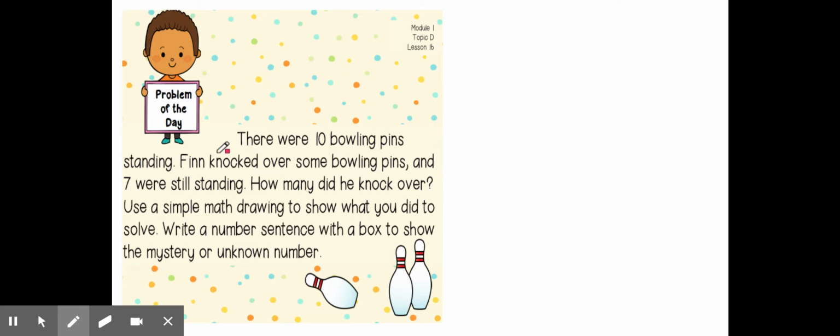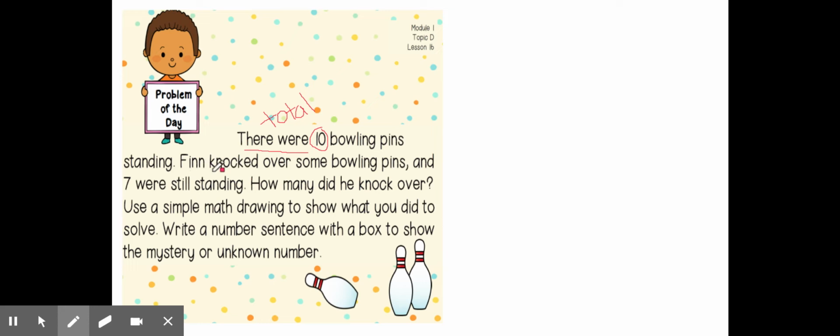There were 10 bowling pins standing. I'm going to circle 10 because I know that's an important number. And the story is telling me that there were 10. So that right there tells me that that's the total. So I'm going to write the word total on top because that's something important I want to keep in my mind, that there were 10 bowling pins standing.